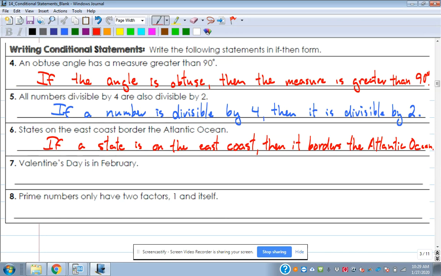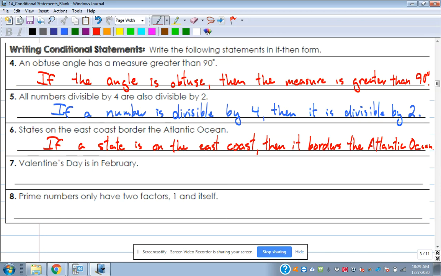All right, so there's something about Valentine's Day. Valentine's Day is in February. So in if-then form, just say it to them. We won't write it out. Yeah, if it's Valentine's Day, then it is February.